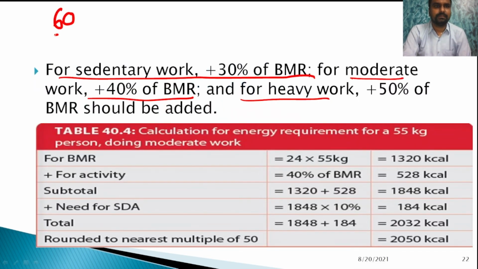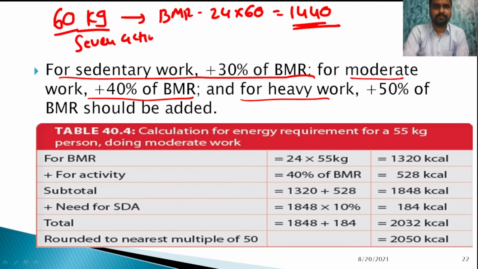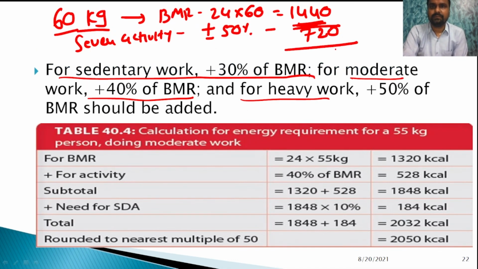One person has a weight of 60 kg. What will be the basal metabolic rate? It is 24 into 60, that will be 1440. And if that person is doing severe activity, in that case an additional 50% of energy is required. So 50% of this 1440 is 720. If we add that, it will be 2160. So 2160 kilocalories is required.